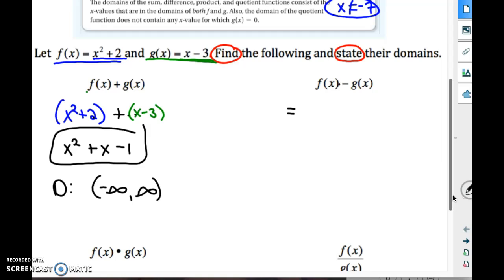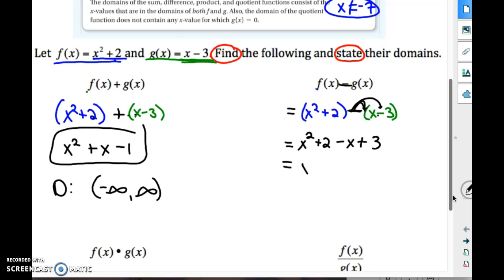Now it says f of x minus g of x. So substituting in, our f is x squared plus 2 minus our g is x minus 3. And now we do have to take care of this subtraction sign. We need to distribute it into the second parenthesis. So we have x squared plus 2 minus x, because we distributed, and then negative would be plus 3. Then I'm going to put the like terms together. And that is our combined function.